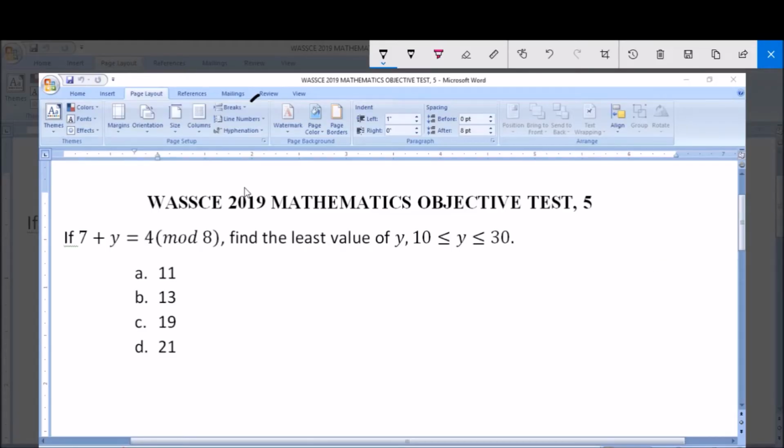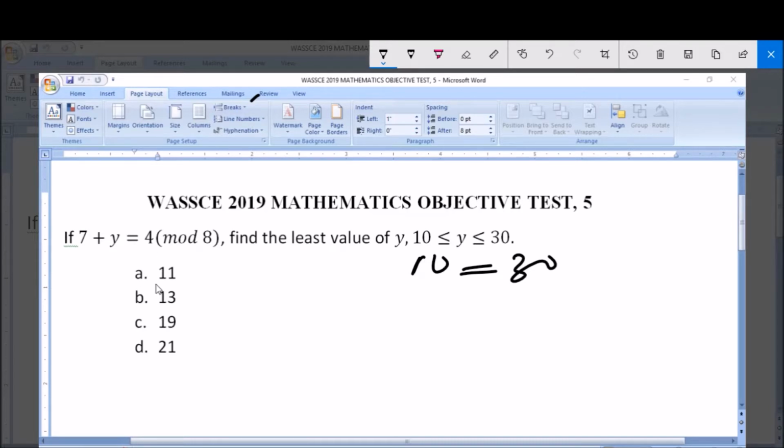Today we'll be dealing with WASSCE 2019 Mathematics Objective Test. This is question 5. If 7 plus y is equal to 4 mod 8, find the least value of y, which is 10 less than or equal to y, less than or equal to 30. Now it means y will be in the range of 10 to 30. It might be any number from 10 to 30, including 10 and 30, and we want the least positive value of y in this equation.